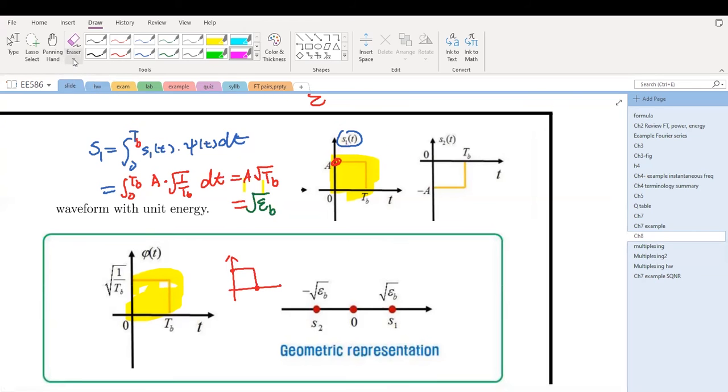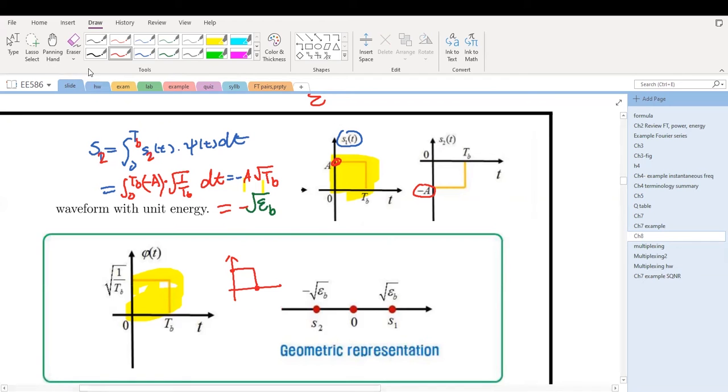What is the coefficient for s2? We do the same thing. We do the integral for s2, and because there is a minus here, we only have a negative there. So the result has a negative there. And that equals negative square root of Eb.